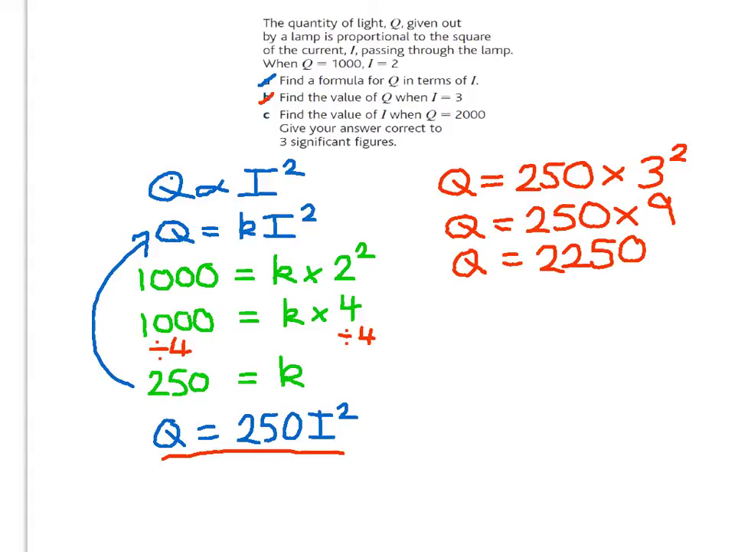Part C, and I'm going to need my formula again. And this time I'm finding the value of I when Q equals 2000. So I can write out my formula again, except this time I'm going to put Q in as 2000. So 2000 equals 250 I squared. So I need to find I this time. So the first thing I've got to do is get rid of the 250. That's currently 250 times I squared. So to get rid of it, I need to divide both sides by 250.